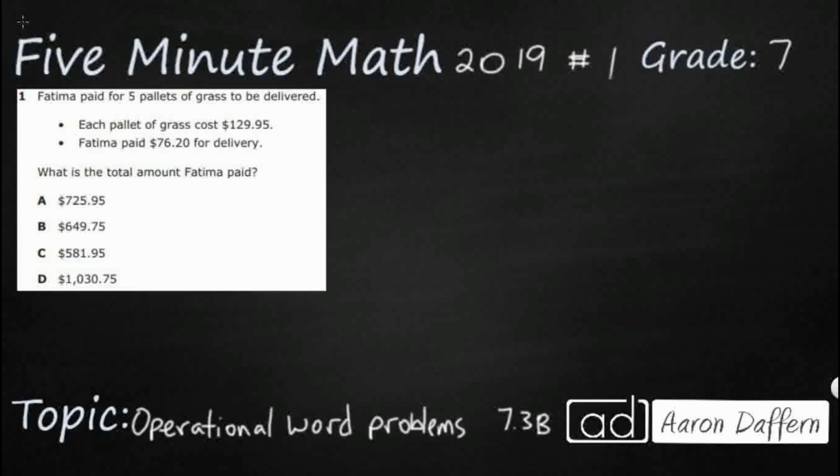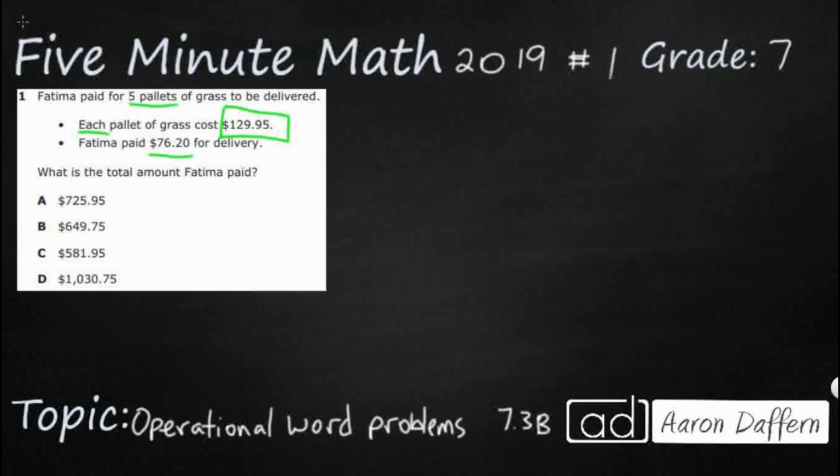So Fatima paid for 5 pallets of grass. So slight trick here is that each pallet of grass is $129.95, but then the $76.20 that she's paying for delivery is for everything altogether. It's not per pallet of grass. So that is going to be important for us to keep in mind.